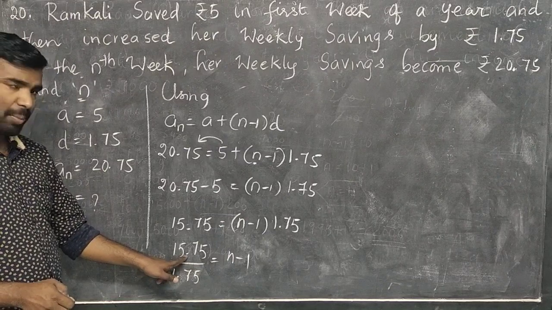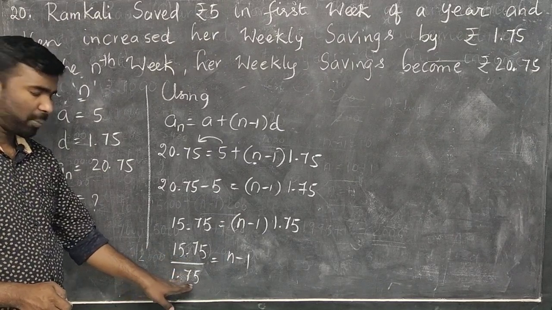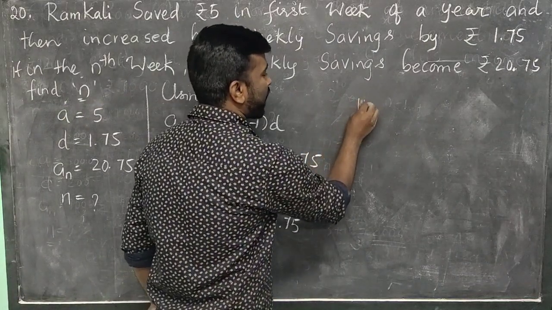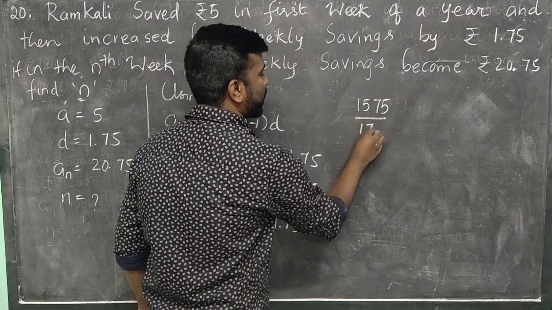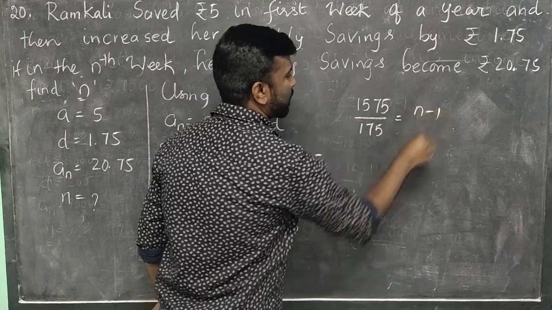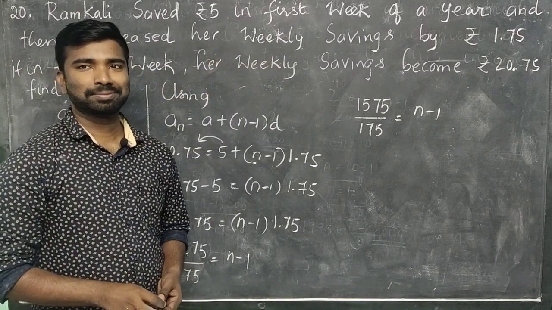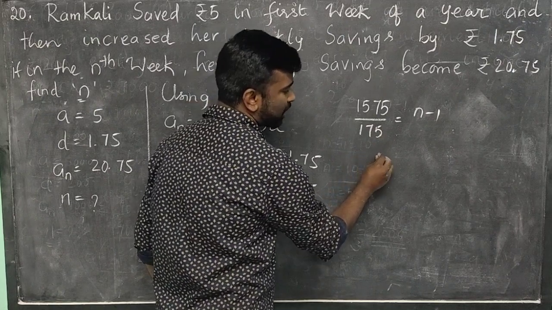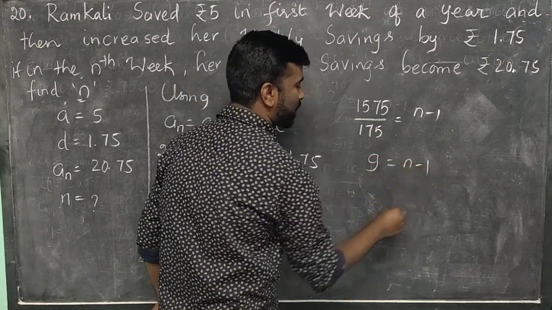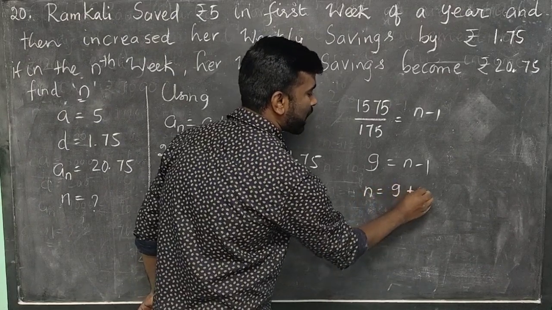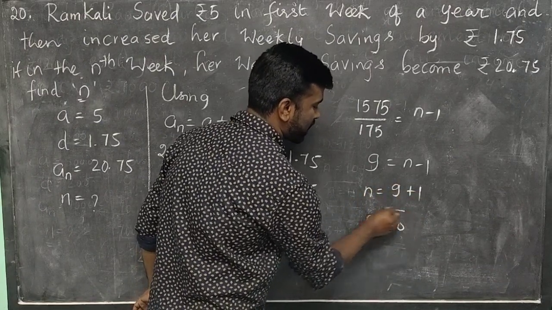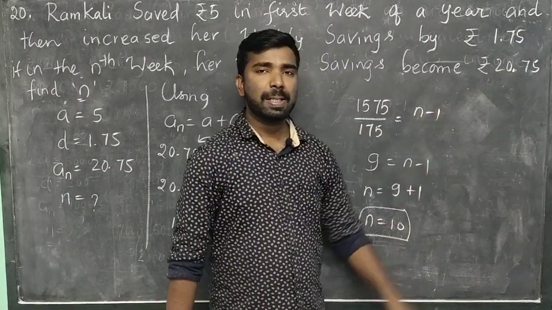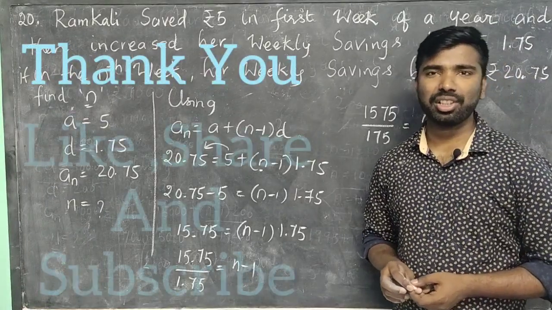Now after the decimal point we have two numbers here, and also here we have two numbers. So I will remove the decimal point. It becomes 1575 divided by 175, which is equal to n minus 1. If we divide 1575 by 175, we get 9, which is equal to n minus 1. Now n equals 9 plus 1, so therefore n equals 10. In 10 weeks her savings will become rupees 20.75.